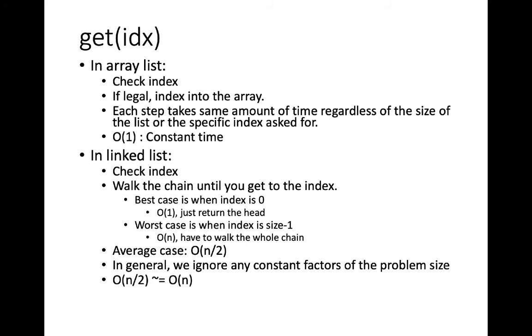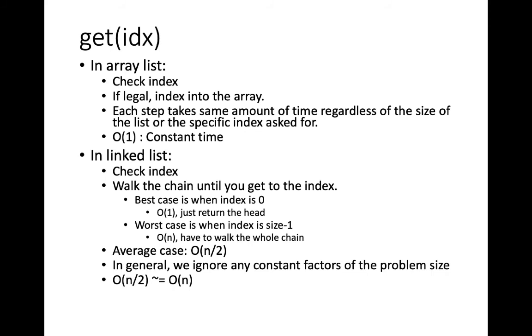In other words, it depends. Sometimes it's quick because it's the beginning of the list. Sometimes it's not so quick because it's at the end of the list and you have to walk the whole thing. But on average, you're going to have to walk about half the list. On average, a random index is either in the front half or the second half, so on average it's somewhere in the middle.